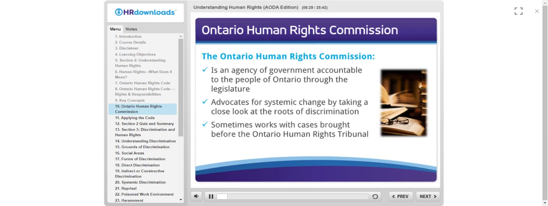The Human Rights Commission was established in 1961 to administer and enforce the policies found within the Ontario Human Rights Code. The Commission is an arm's-length agency of government accountable to the people of Ontario through the legislature. The Ontario Human Rights Commission also advocates for systemic change by taking a close look at the roots of discrimination through policies, programs, research, and human rights inquiries.